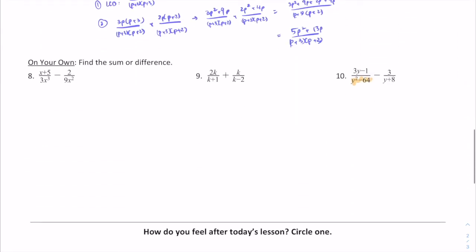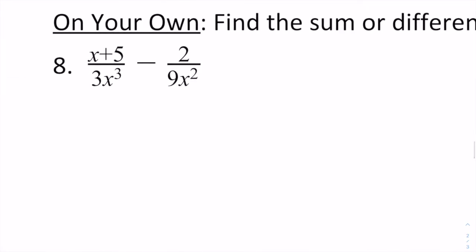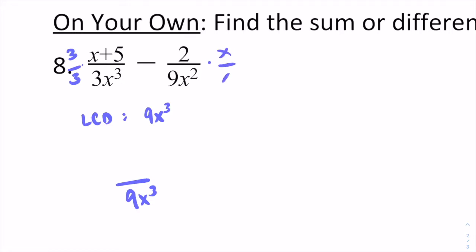All right, moving on to number 8. So I have x plus 5 minus 2, x plus 5 over 3x cubed minus 2 over 9x squared. LCD is going to be 9x cubed. So what do I have to multiply this first one by if I want 9x cubed? So it looks like I have to multiply by 3 over 3. This next one is just x over x, right? So it'd be 3 times x plus 5 minus 2x over 9x cubed.